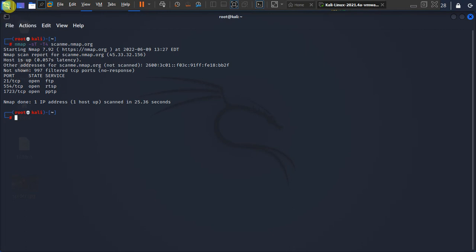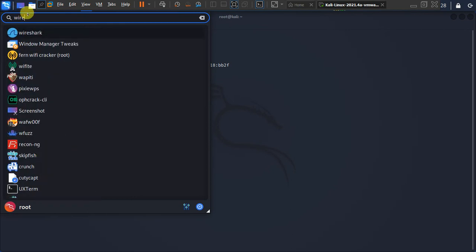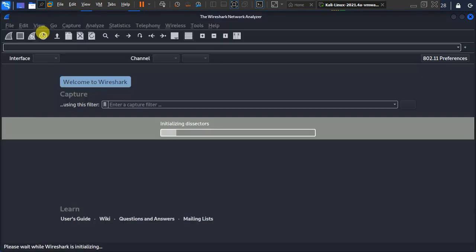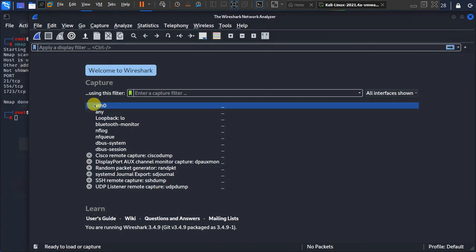To understand how flags are being sent, there's a tool called Wireshark. This is an analyzing tool, actually a sniffing tool. It can sniff all the incoming and outgoing traffic. Once we open Wireshark, you can see it loading, and it is asking for the connection. Currently I am using an Ethernet connection.